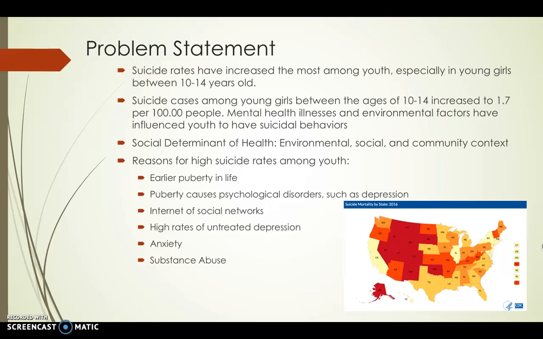So suicide has been the third leading cause of death for youth between the ages of 10 and 24. But within the years, it has been increasing among girls between the ages of 10 to 14. The rate has increased by 1.7 per 100 people. The contributing factors have been mental health illnesses and environmental factors for an increase of suicidal behaviors. Therefore, some social determinants of health that involve suicide would be environmental, social, and community factors.